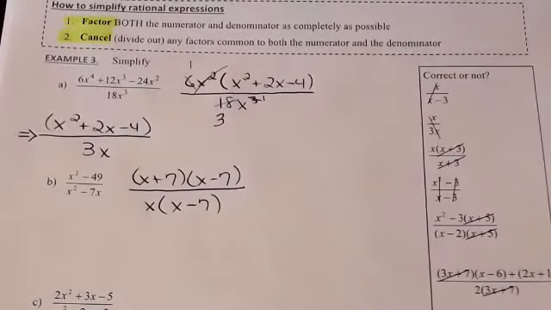Do you see, Jose? No, x squared plus 2x minus 4 doesn't factor. It doesn't factor evenly. There are no factors of -4 that combine to give you 2.